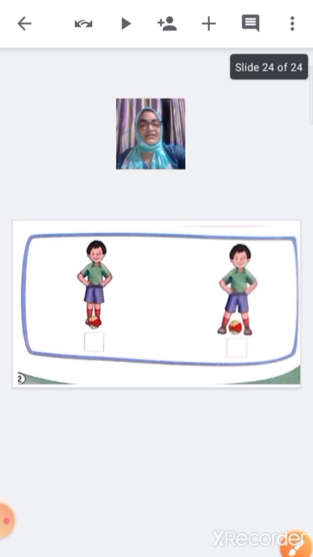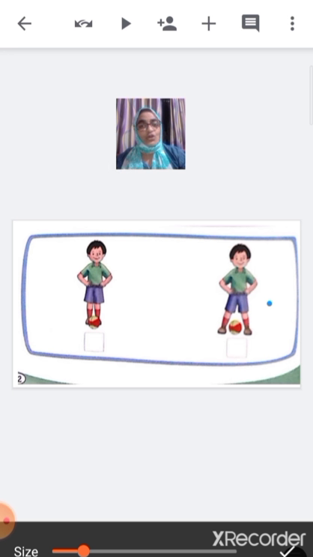Now, the next one. Now, here you can see two boys standing with their ball. Now, tell me which is narrow and which is wide. You have to tick the narrow one. Okay. Now, tell me this is narrow. No, it is not narrow. The boy has wide opened his legs. Correct. So, this is not narrow. Now, this is narrow. Yes. So, we are going to tick mark it.